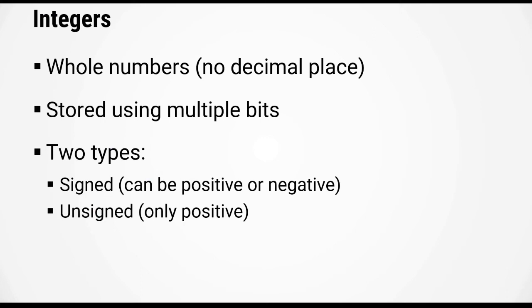The next data type that we will look at is the integer. Now, integers are whole numbers. This data type does not support decimal places, hence its name. Integers are stored in memory by grouping multiple bits together. And there are actually two types of integers: signed integers, which can be either positive or negative numbers, and unsigned integers, which can only be positive numbers. Now, we are really only going to be looking at the unsigned integer here, because this is the data type that digital cameras use to store image data.